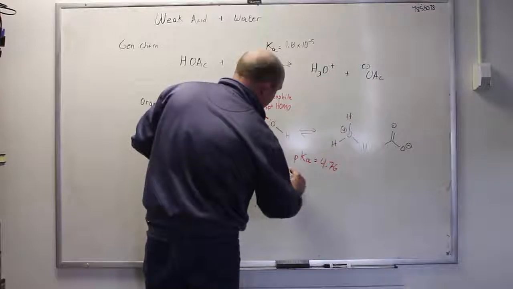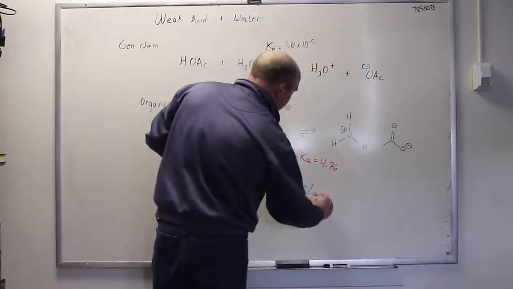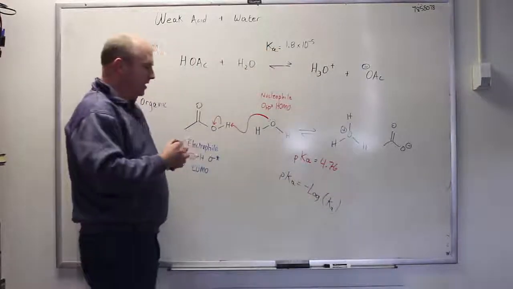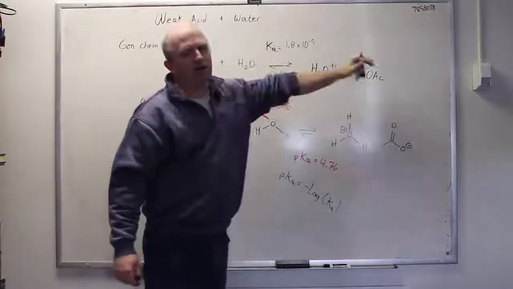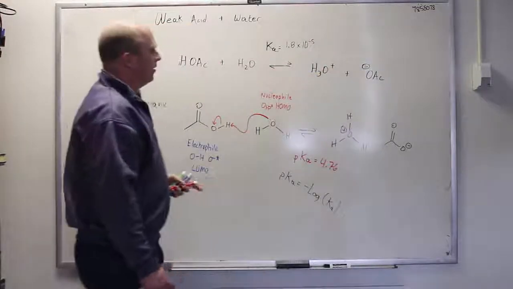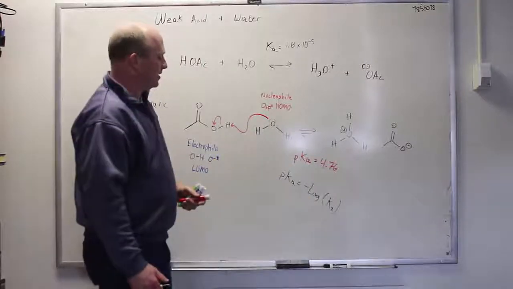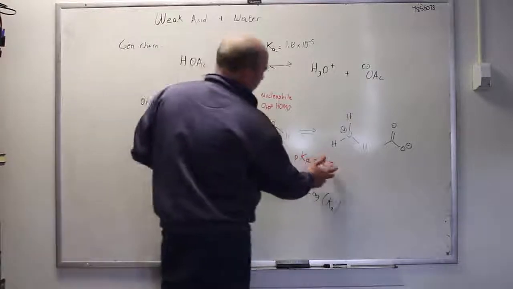pKa is simply negative log of Ka, but the reason why we do it is because we're going to be dealing with very, very small Kas. In organic chemistry, we hardly ever have any strong enough acid to push the equilibrium to the right, and so since all the numbers are going to be very, very small, we almost always operate in terms of pKa, negative log K. That turns these into numbers that are easier to remember.